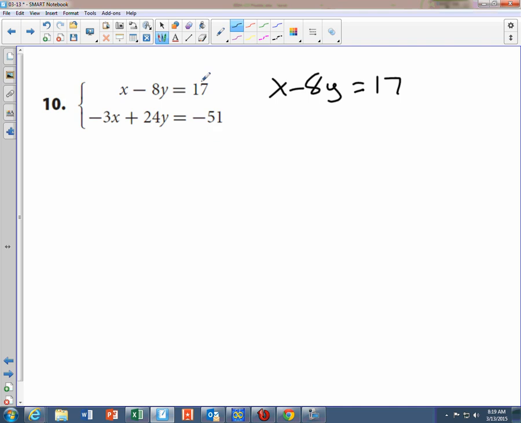Look up here. What number am I on, guys? 10. I want to get this x by itself. How will I get rid of this part? Okay, it's already being subtracted, so what do I do to get rid of it? You add it. I'm going to add 8y to both sides.